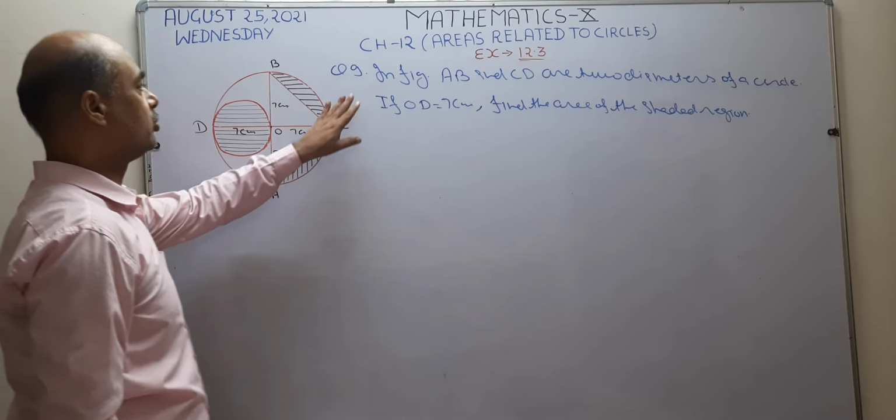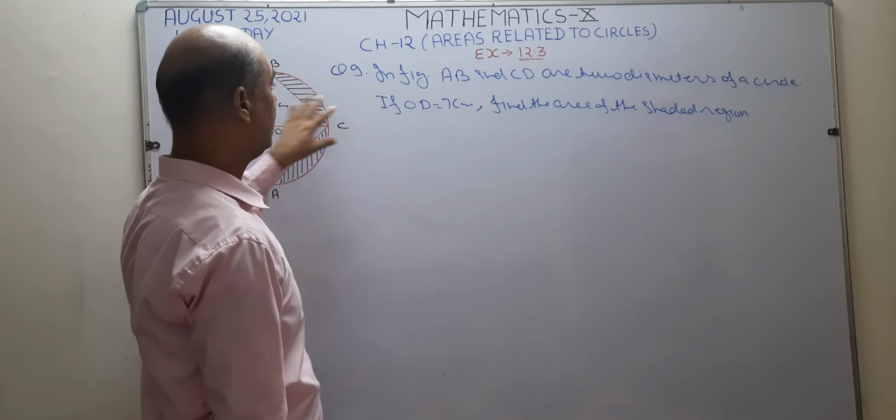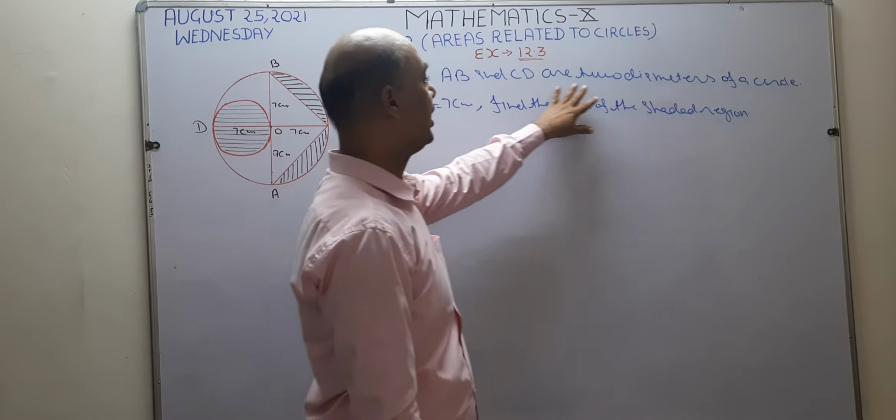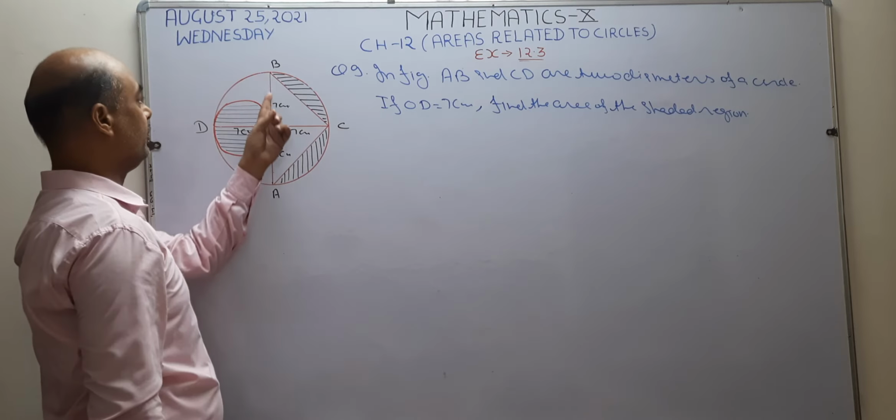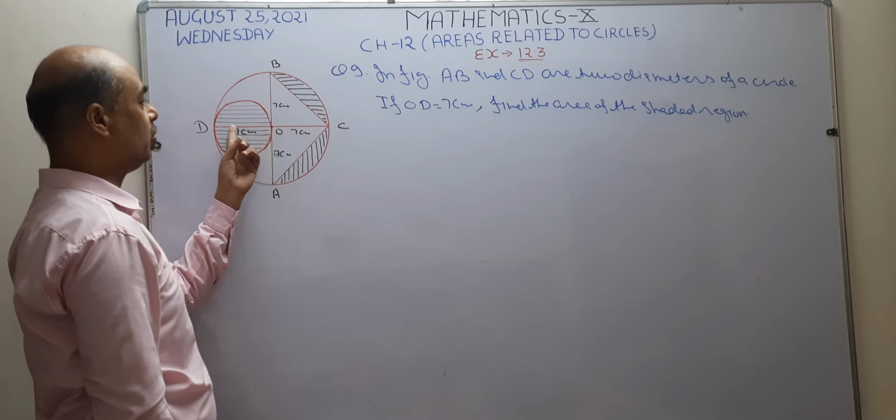Now we are going to solve this question number 9. Again, one figure is there. In the figure, AB and CD are two diameters. In this question, AB and CD are two diameters, meaning a line passing through the center is known as a diameter.